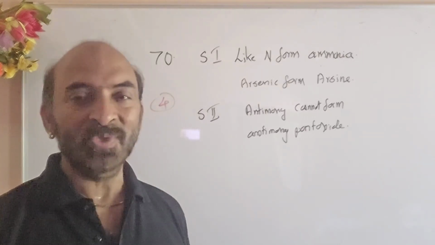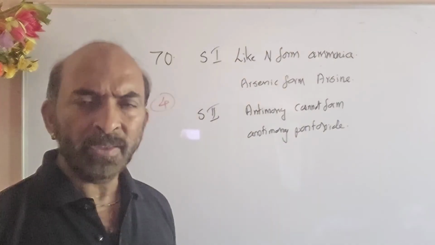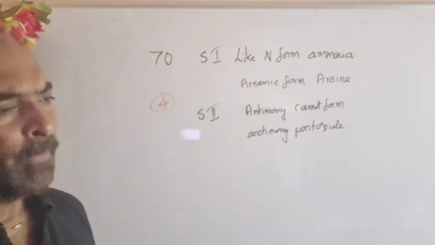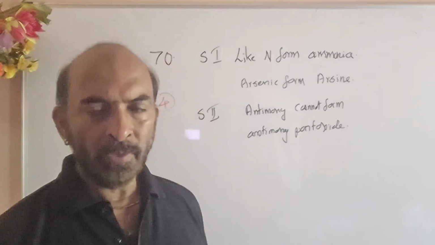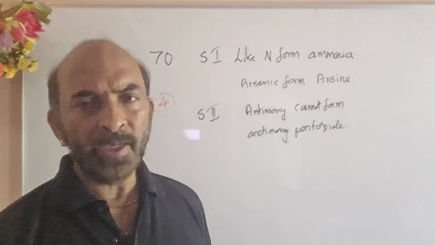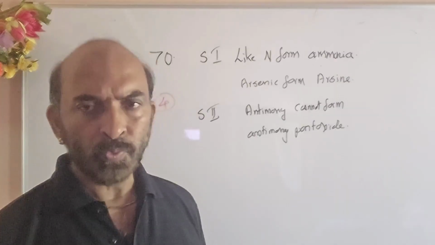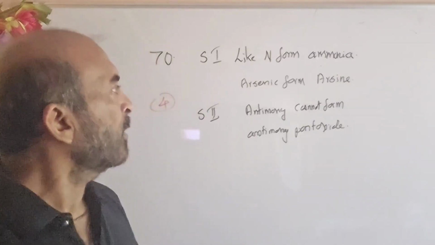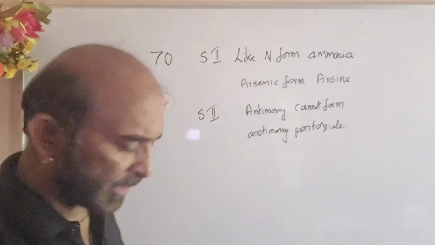Arsenic is As. Does it form AsH3 and is it arsine? There are two things we must know. Is arsine AsH3? Yes, it is correct. Arsenic forms AsH3. And is it formed? Yeah, it is true. So that statement is true. Like N forms ammonia, arsenic As forms AsH3. That's a correct statement.